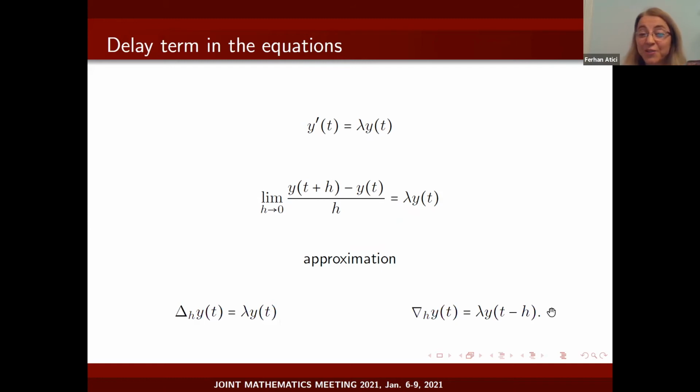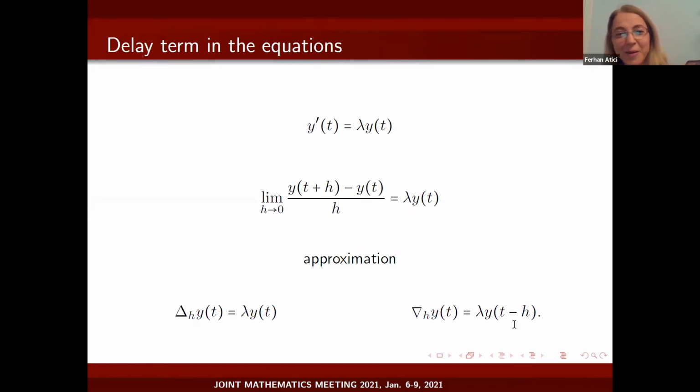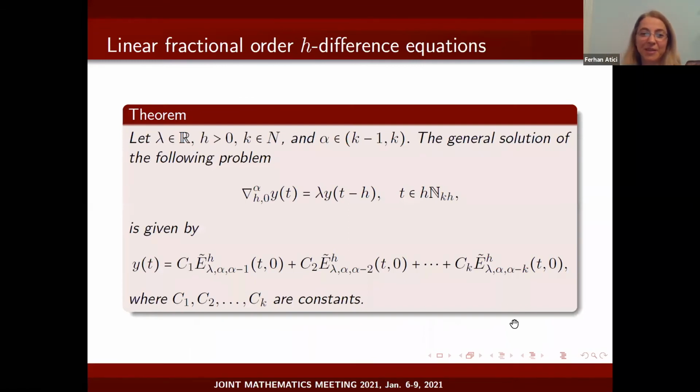When you fractionalize this equation, here is what happens. We have a theorem here. So here is the fractional version of the equation that I was mentioning. What are the solutions of this fractional order equation? We are talking about alpha between k minus 1 and k. So we are talking about k linearly independent solutions here.